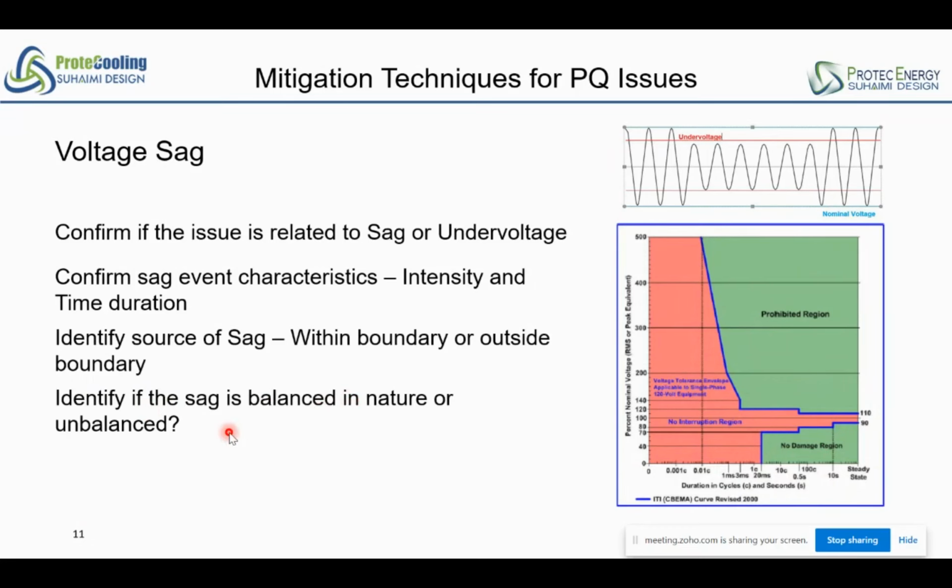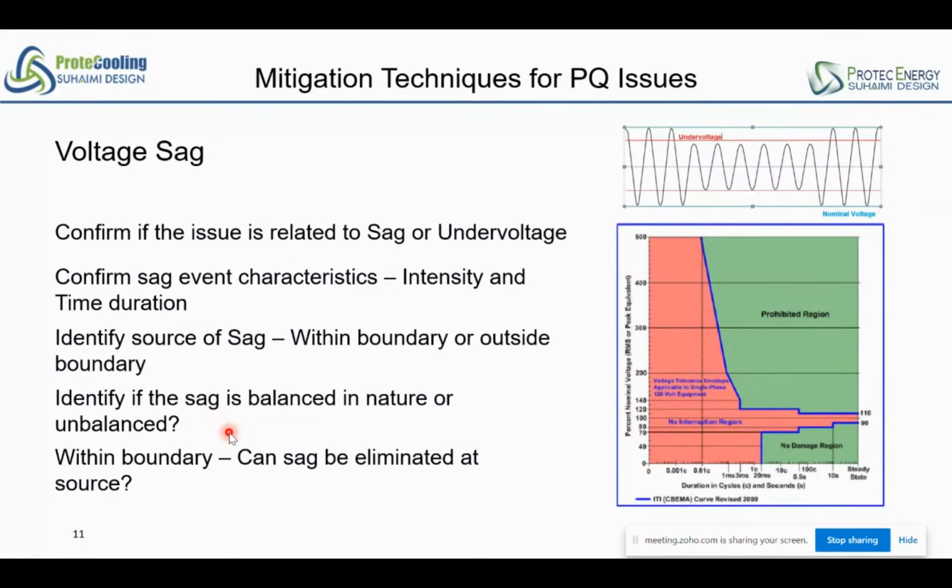Then again, whether the sag is balanced or unbalanced, because depending on whether it is the same in all three phases or there is unbalancing, the solution can differ. So we need to consider all these aspects. Depending on site to site, there could be many more aspects, but these will be the general guidelines that can be considered for sag mitigation. Then, if the sags are within the boundary, can the sag be limited at the source?